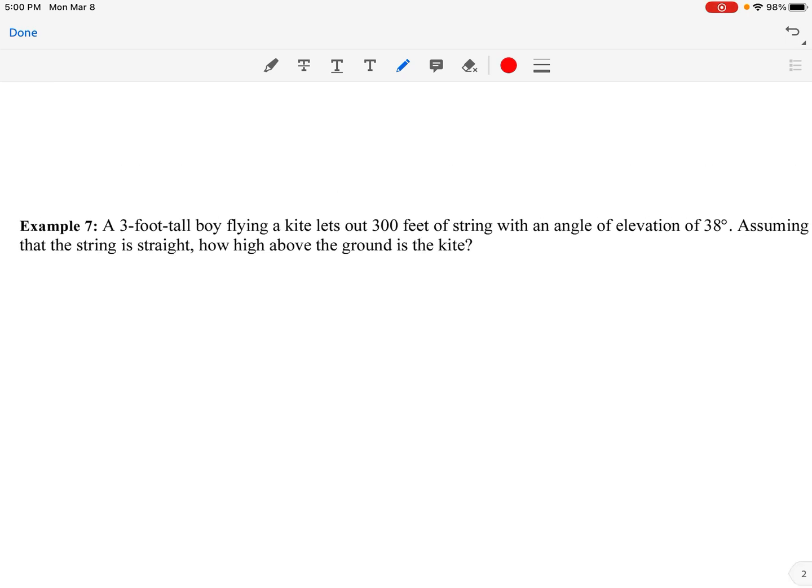But I do want you to try example 7 because it's very similar to the one that we just did. Because we have a 3-foot tall boy who is flying a kite. So it's the same idea. We have a kite, lets out 300 feet of string. So go ahead and try this one, pause it, try it, and then check your answer.